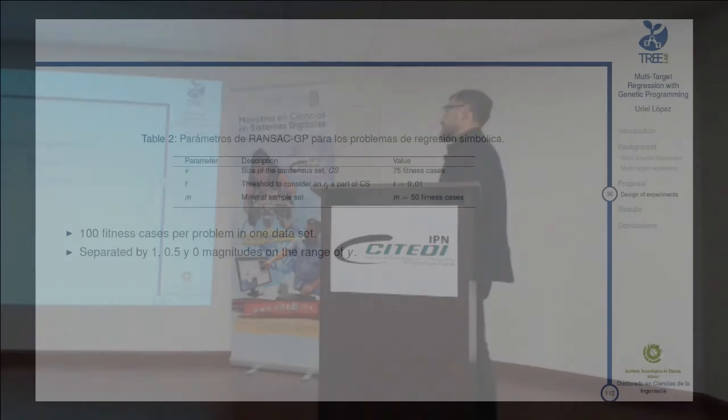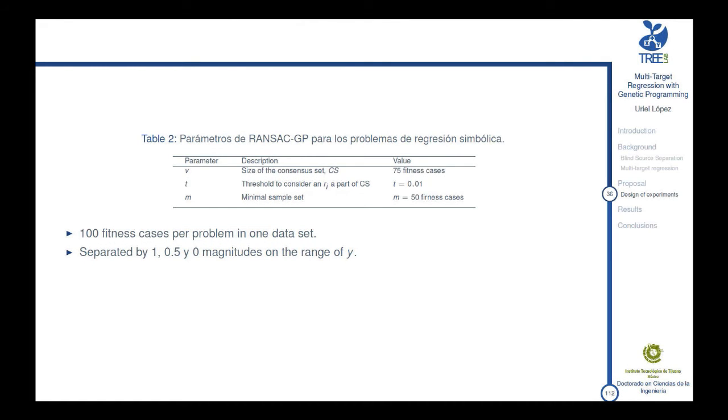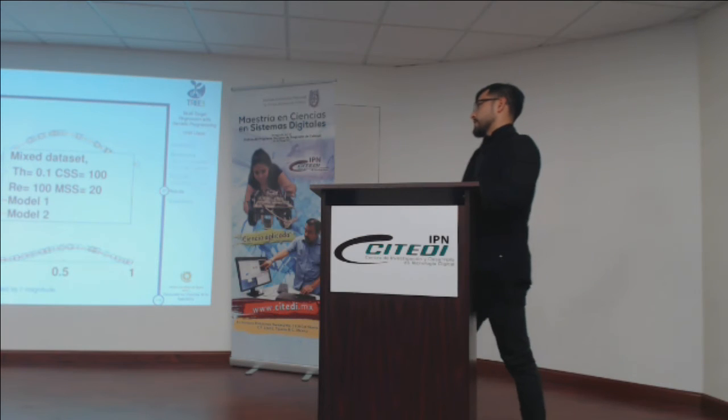The parameterization for our RANSAC GP, because it's what we used, but just differently. We define a consensus set with more complicated data sets. So from each data set, we have at least 100 finished cases per problem in one data set. We are separating them by 1, 0.5, and 0 magnitudes on the range of y. And this is our solutions.